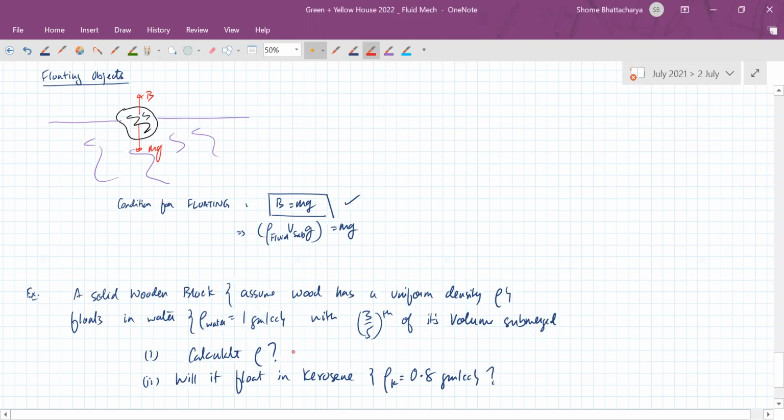So you should be getting the density of wood as 0.6 gram per cc. And the answer to this, yes, it will be floating. Okay. But with, I think, 3/4 portion submerged.